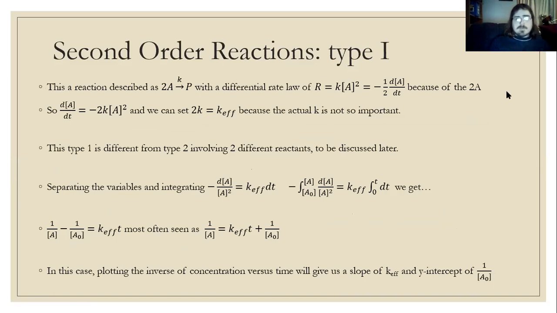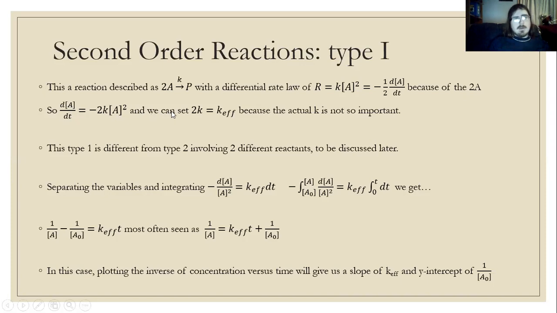Now, we're going to move on to second order reactions. We can break this down into two types. Type 1 is going to be described as literally just two molecules of A breaks down into P. So the rate is K A squared. Or essentially, the rate equals negative 1/2 dA/dt, because of the fact there's 2A. So we get that dA/dt equals negative 2K A squared.